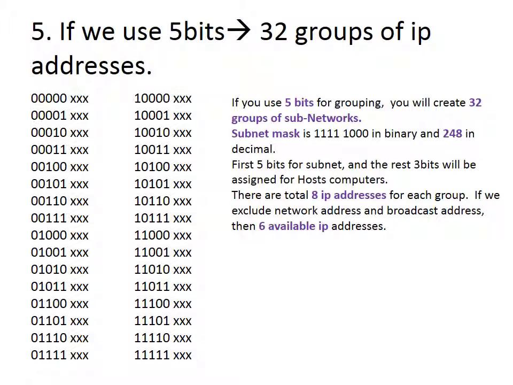If you use 5 bits for grouping, you will create 32 groups of subnetworks. Subnet mask is 11111000 in binary and 248 in decimal. The first 5 bits are for subnet, and the remaining 3 bits will be assigned for hosts' computers. There are a total of 8 IP addresses for each group. If we exclude the network address and broadcast address, then there are 6 available IP addresses.